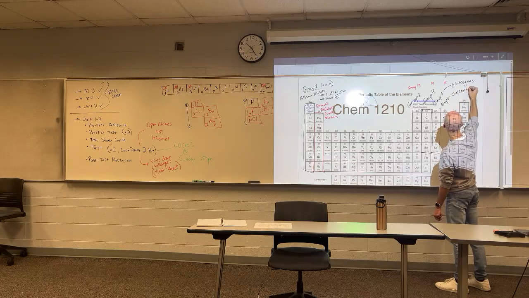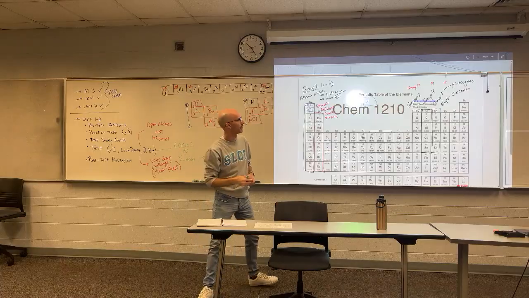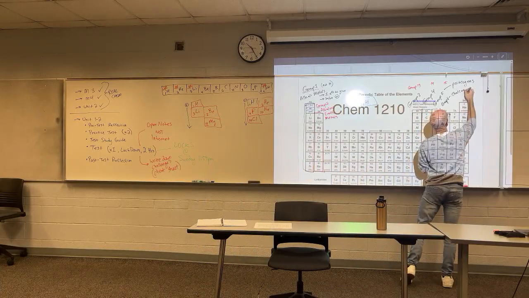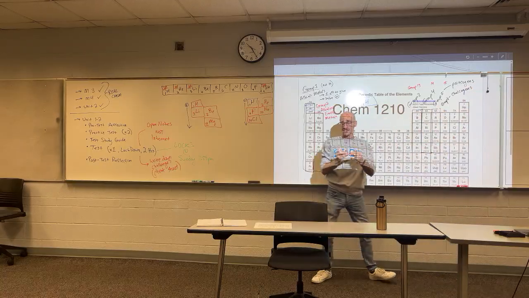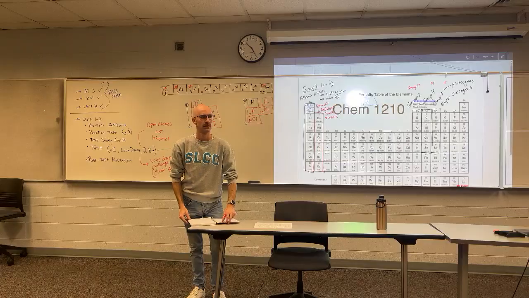Group 6 is called the chalcones. Good luck remembering. Oh, sorry, I spelled it wrong. Chalcone is a compound. Chalcogens. I was going to say good luck remembering that, but I didn't have good luck remembering that. Chalcogens is oxygen's family.